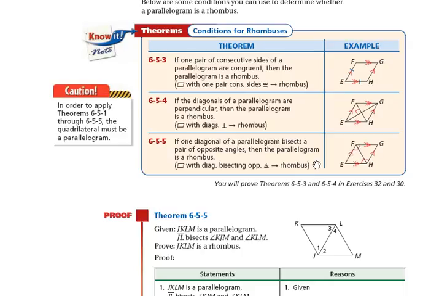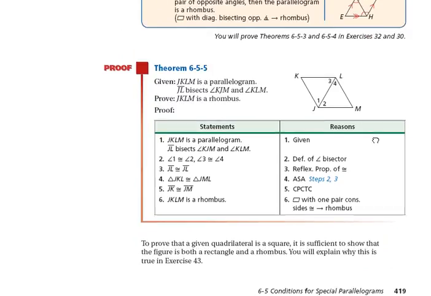6-5-5: if one diagonal of a parallelogram bisects a pair of opposite angles, then the parallelogram is a rhombus. So again, taking a look at a diagonal, if that diagonal cuts this angle F or H in half, then we are going to have a rhombus. Here is a proof that you can take a look at and read through.